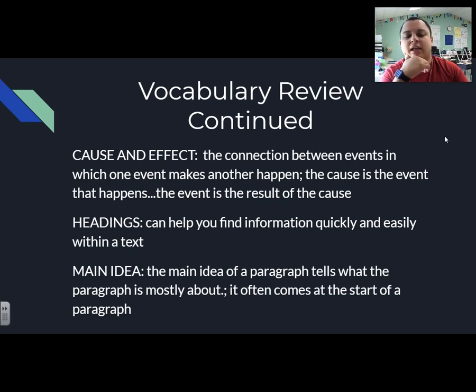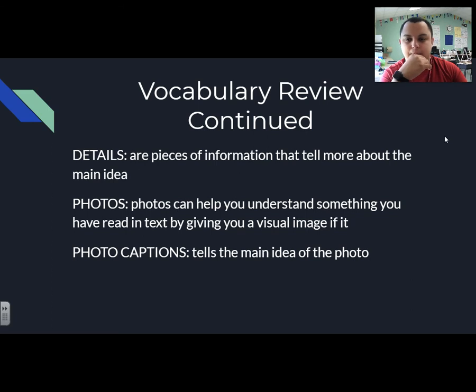Next is main idea. The main idea of a paragraph tells what the paragraph is mostly about. It often comes at the start of a paragraph. Usually with main idea, it's a sentence. A lot of people confuse main idea with theme, and theme is like one or two words. But a main idea can usually be found in the first or last sentence of a paragraph, and it just tells you what the paragraph is mostly about. Next, we have details. Details are pieces of information that tell more about the main idea.